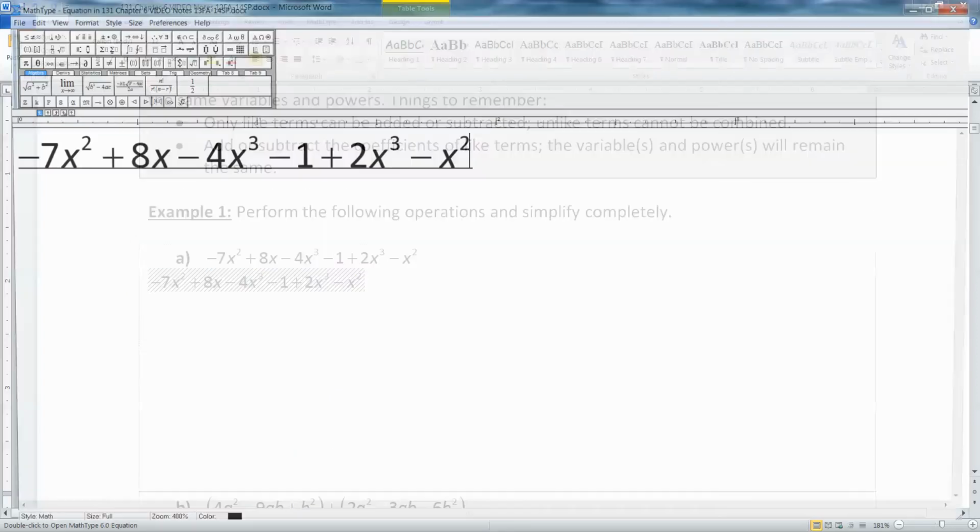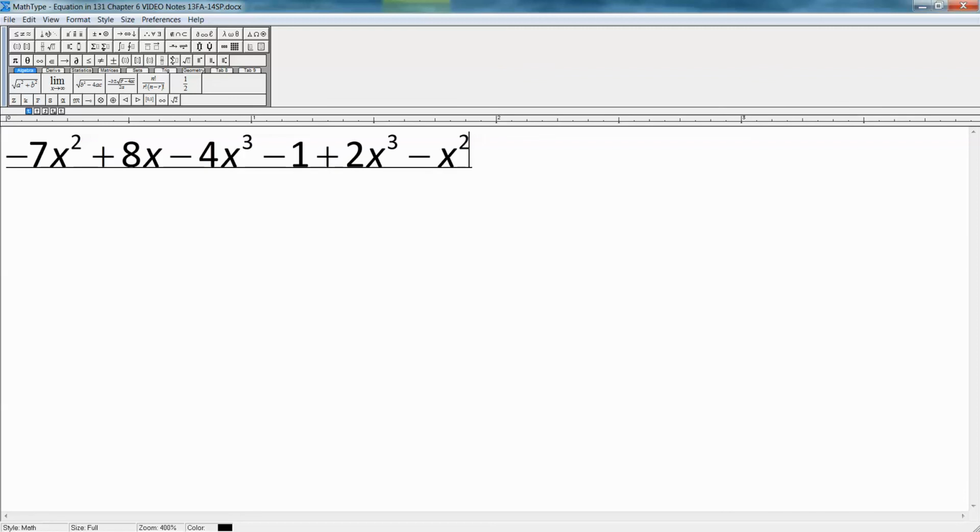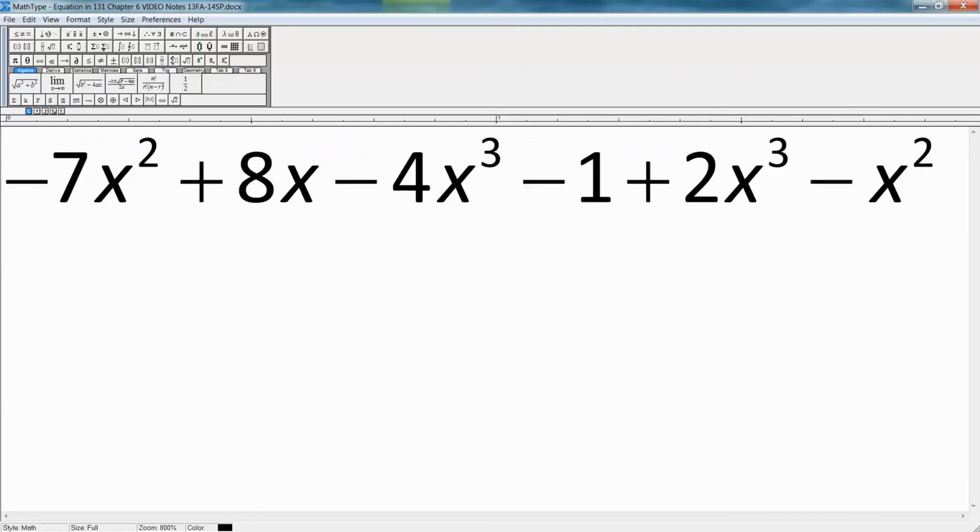This one. So I have 7x squared plus 8x minus 4x cubed minus 1 plus 2x cubed. Whoa, all that stuff. All right. So you might want to take a highlighter and underline for yourself a little bit. Okay, so we have this one right here. That's an x cubed, and this one right here is an x cubed. So those two go together.